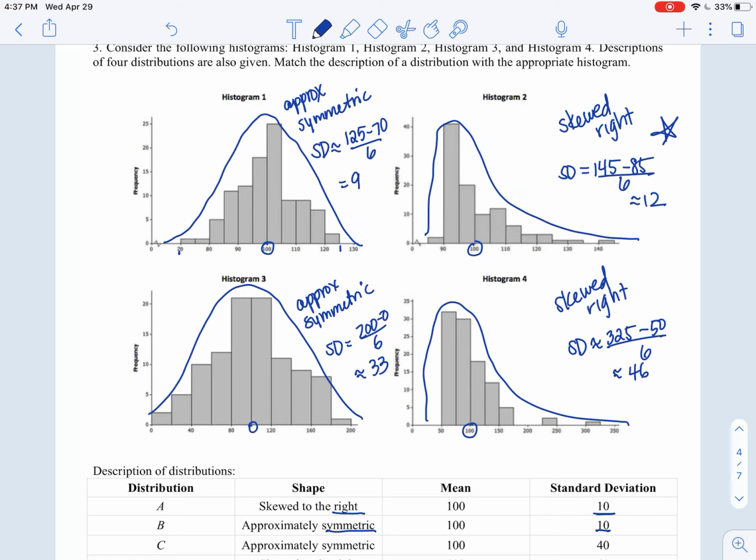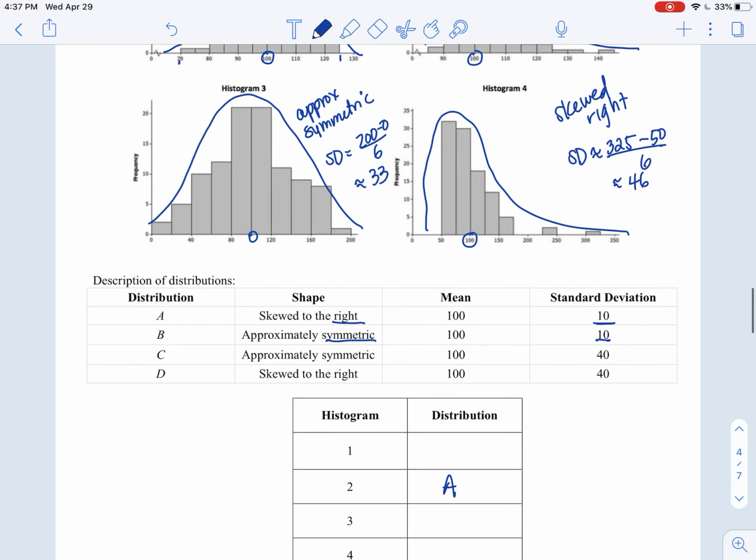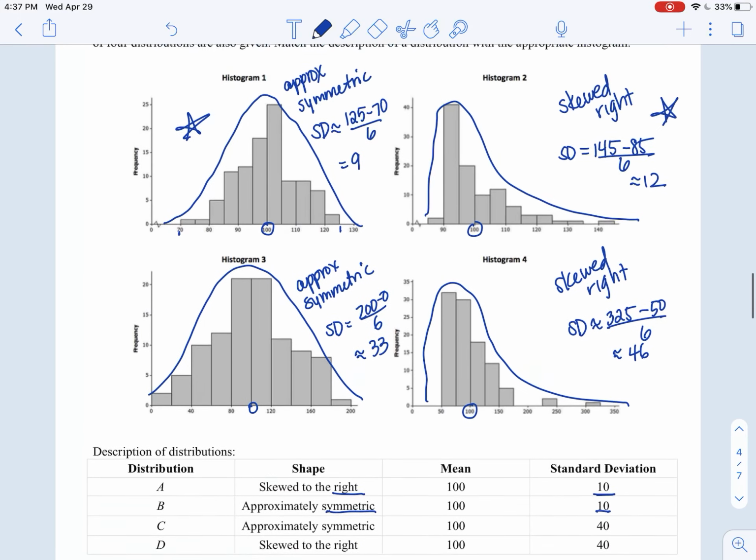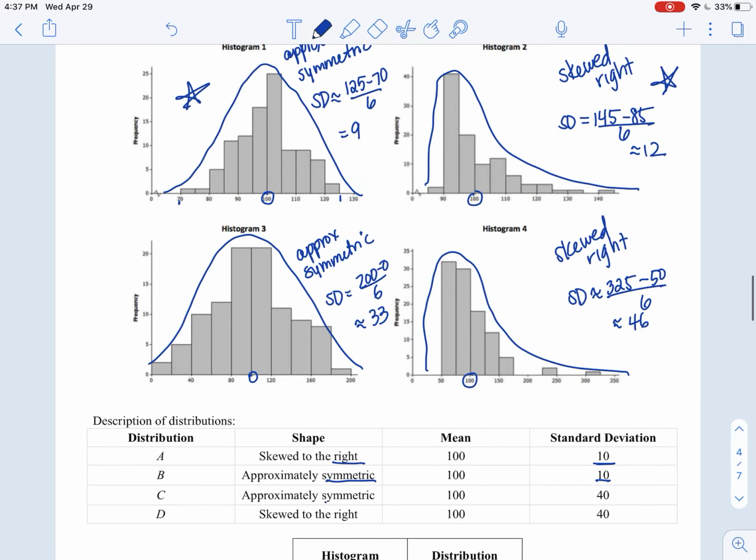Approximately symmetric has a standard deviation close to 10. Our 2 on the left were the symmetric ones. The one that looks closer to 10, a standard deviation of 10, is histogram 1. Okay, so 1 is B.